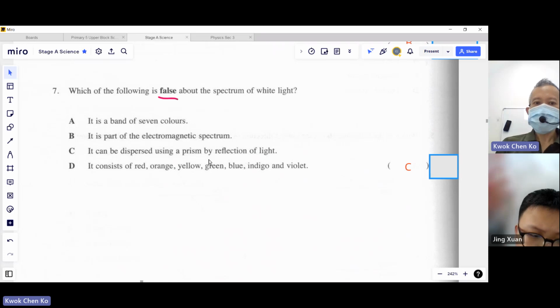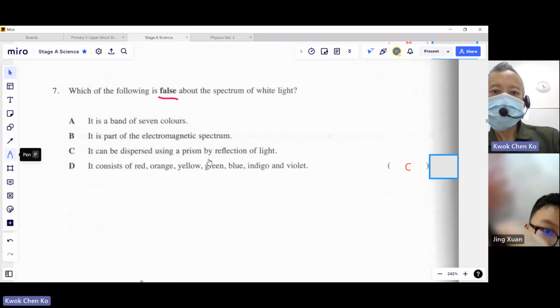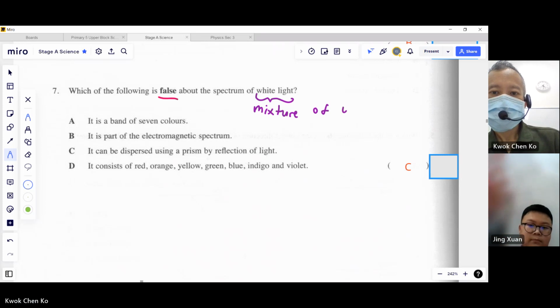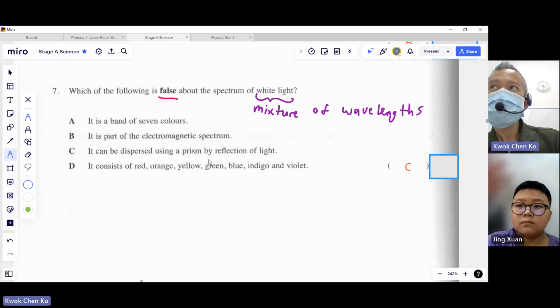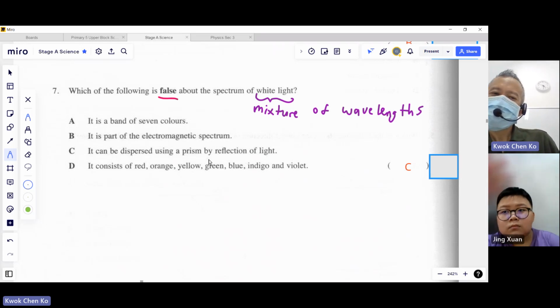This one is trickier. Now, white light is a mixture of different wavelengths. Is your side talking about wavelengths? Did they mention wavelengths? I don't think so, right? So anyway, 7 colors. All right, fine. I don't think anyone wants to argue against it.